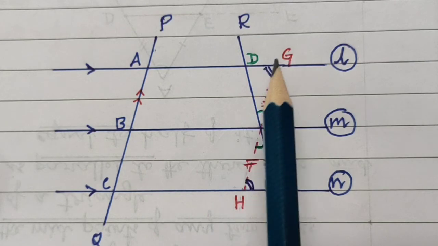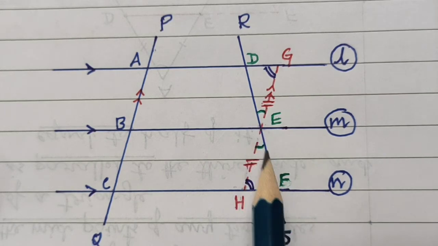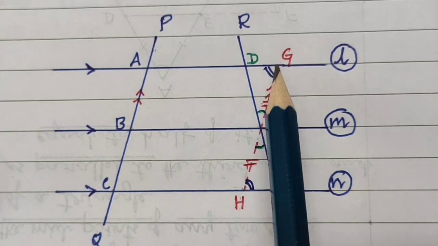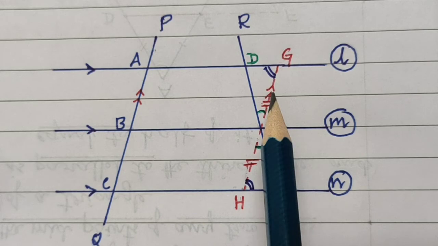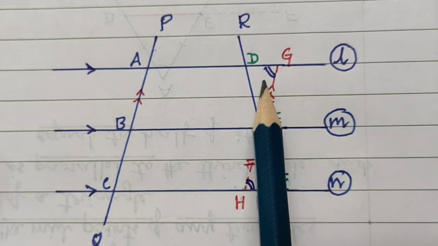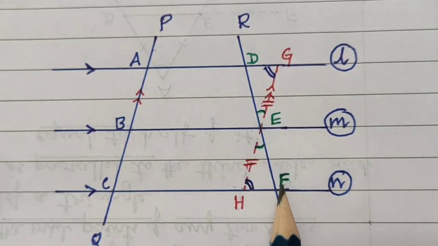In these two triangles, GED and HEF, this angle is equal to this angle, vertically opposite angles, and this angle is equal to this angle, alternate interior angles are equal, and this side was equal to this one. Therefore, because these two triangles are congruent, DE is equal to EF. Hence, we have proved the intercept theorem.